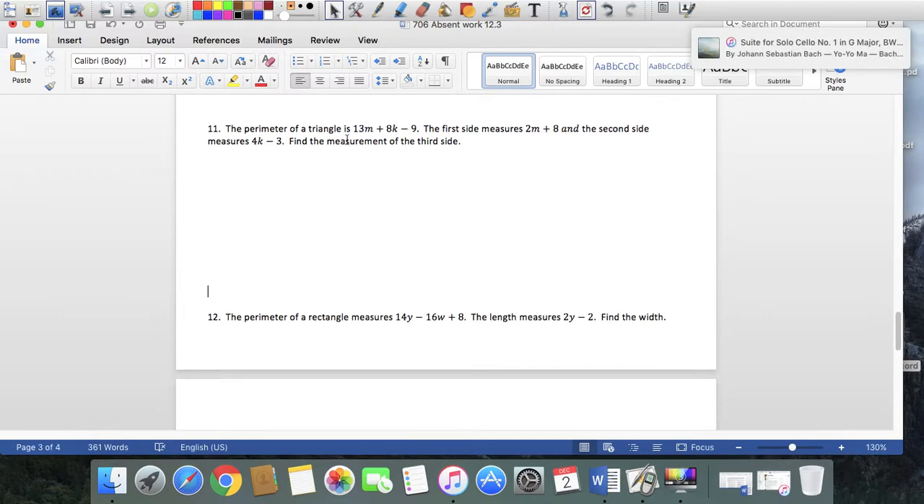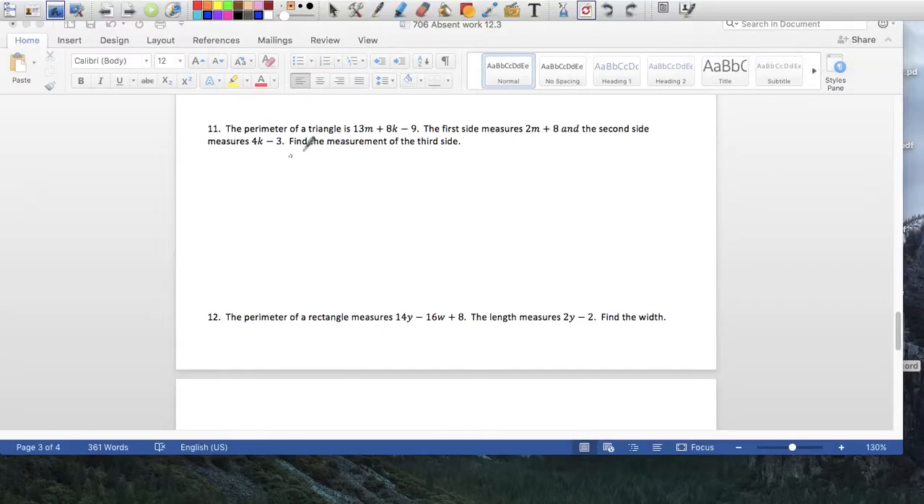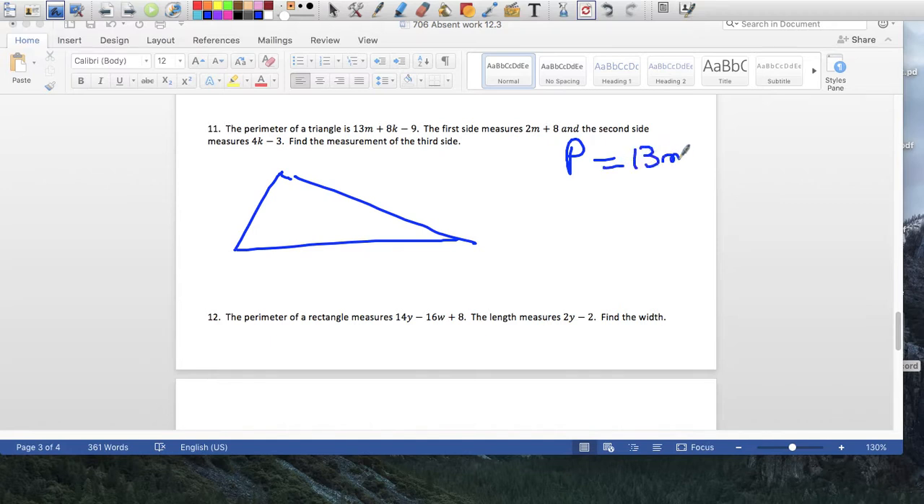Okay, so again, here we have a triangle. Now, I don't know what type of triangle, so I'm going to just make a triangle. So I know that the perimeter, if I add all three sides, is 3m plus 18k, oops, not 18k, plus 8k minus 9. So I already know what this plus this plus this is. It tells me that the first side measures, and it doesn't matter who's who, 2m plus 8. The second measure is 4k minus 3, and we want to find the measurement of this.